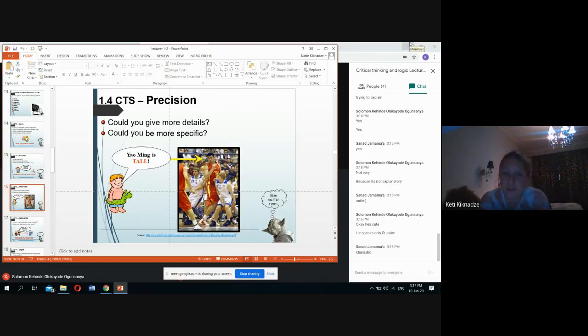Okay, so what do we mean by precision? How precise is the information that is given to us? And the same with accuracy. Precision is also very tricky because, to give you an example, this guy Yao Ming is tall. When you say that Yao Ming is tall, that can be true if you compare him to the universally tall standard.